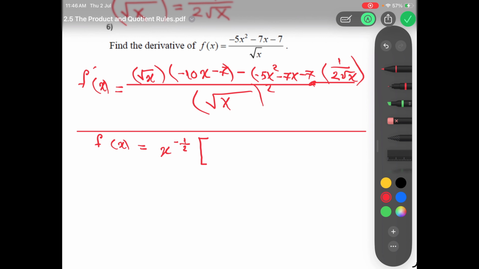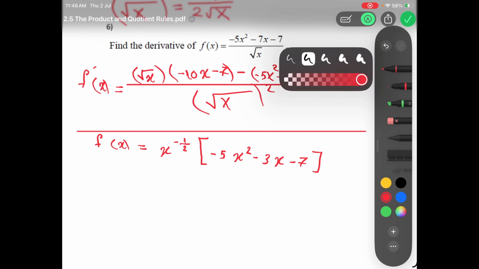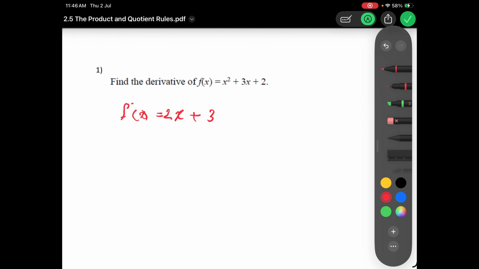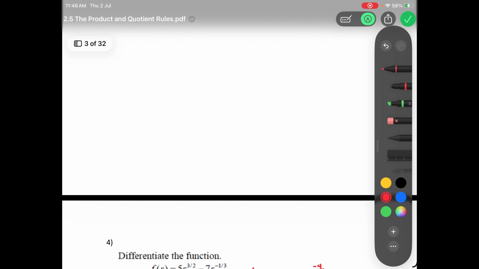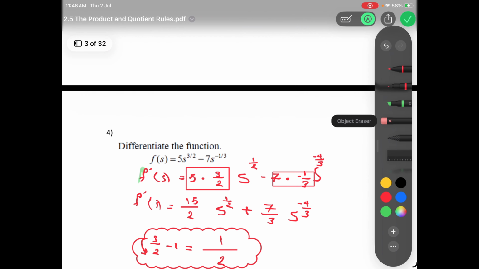Then I will open this bracket. So here I have minus 5x squared minus 3x minus 7. What I will do next, I will now expand. So expand what? Give me some time, please. Yes, here.